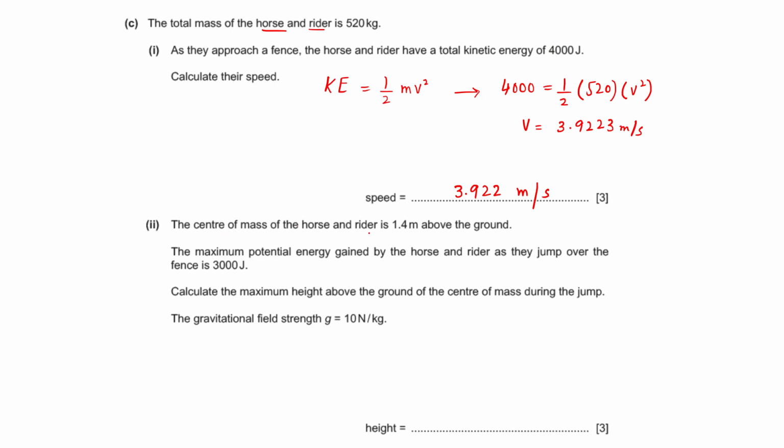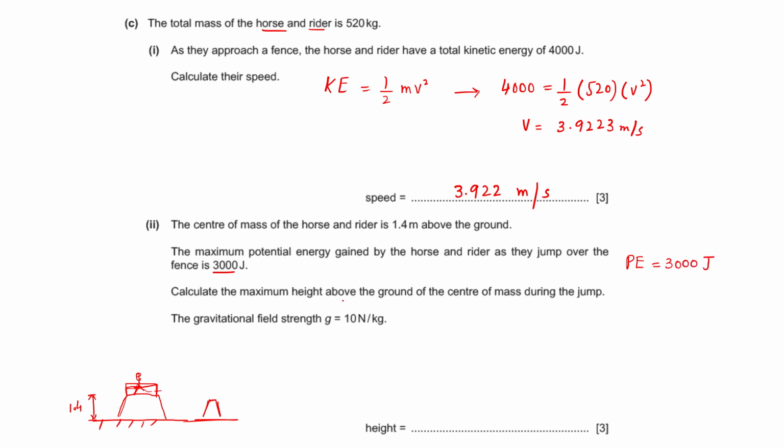The center of mass of horse and the rider is 1.4 meters above the ground. So for example, this is, say, for example, horse and the rider in a very crude manner. I'm sorry for my drawing. And the center of mass is somewhere 1.4 meters. And say this is your base, and it has to jump over it. So the maximum potential energy gained by the horse and the rider as they jump over the fence is 3000. So the potential energy gained is 3000 joules.